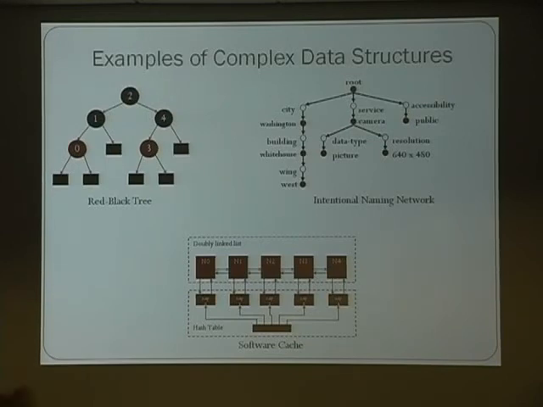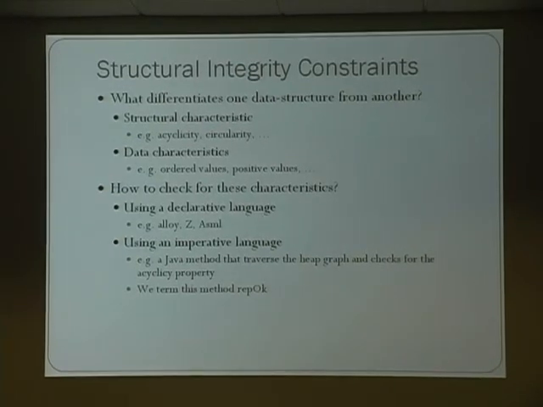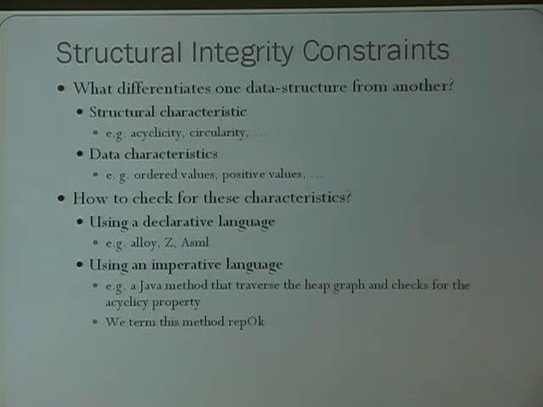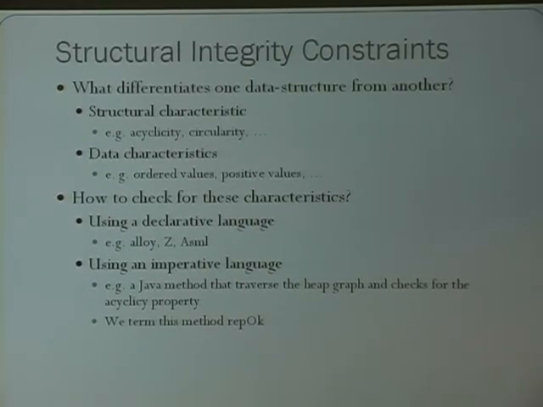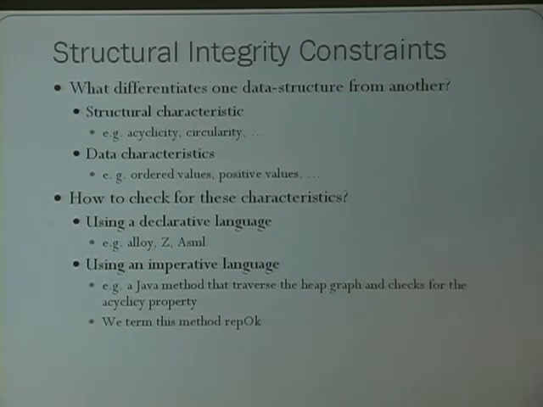Now, what differentiates one structure from the other? These are called the structural integrity constraints, and they can be grouped into two parts. The first part is the structural characteristics. For example, you can say a linked list is acyclic, or a doubly linked list should be circular. So this is all about the structure. The second part is the data characteristics. For example, in a red-black tree, or in a tree, the values of the items inside the tree should be ordered.